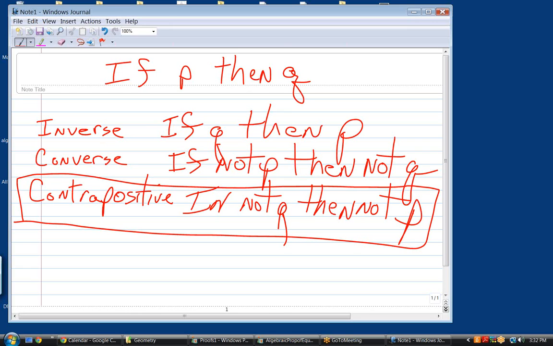Occasionally it can be. If the statement is if and only if P, then Q, that usually means that the inverse and the converse are both true. Okay? All right. Let's go on.